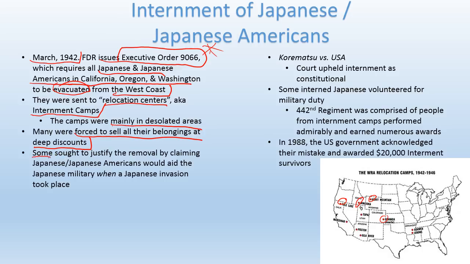Well, some sought to justify the removal by claiming Japanese and Japanese Americans would aid the Japanese military when, not if, but when a Japanese invasion of the West Coast took place. And there wasn't really very much evidence, or actually any evidence, to support that. But apparently the fear won the day.